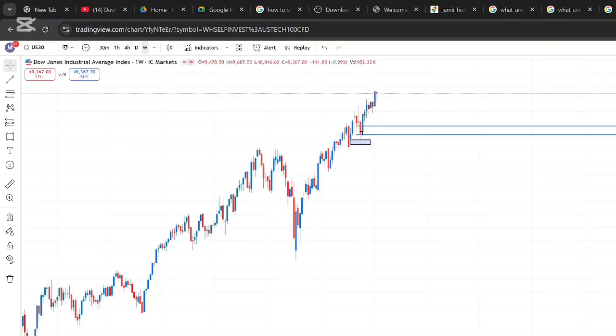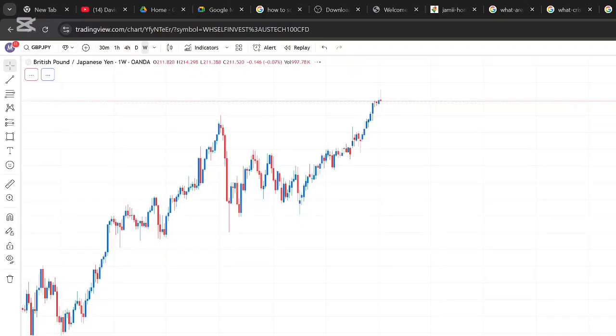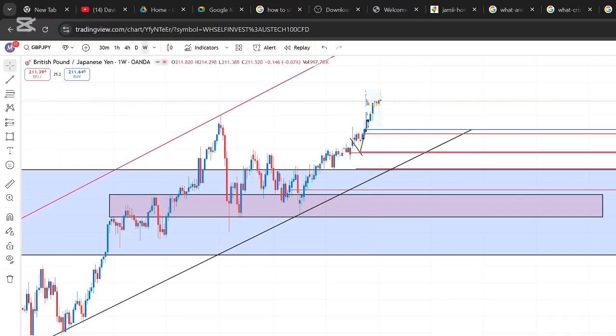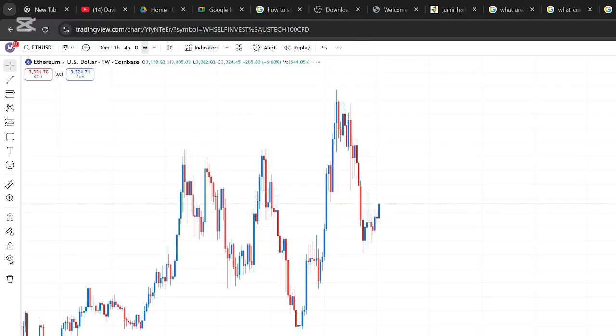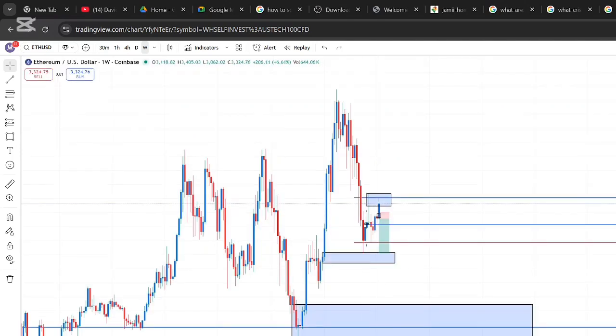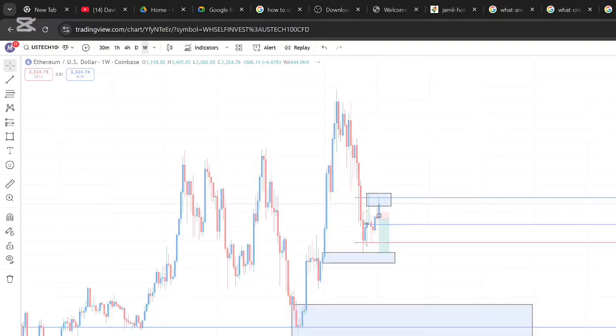We didn't look at other markets because we're focusing on the markets that will be moving well this week. Here we have Ethereum USD. You can see a bit of that, but no further analysis on that.